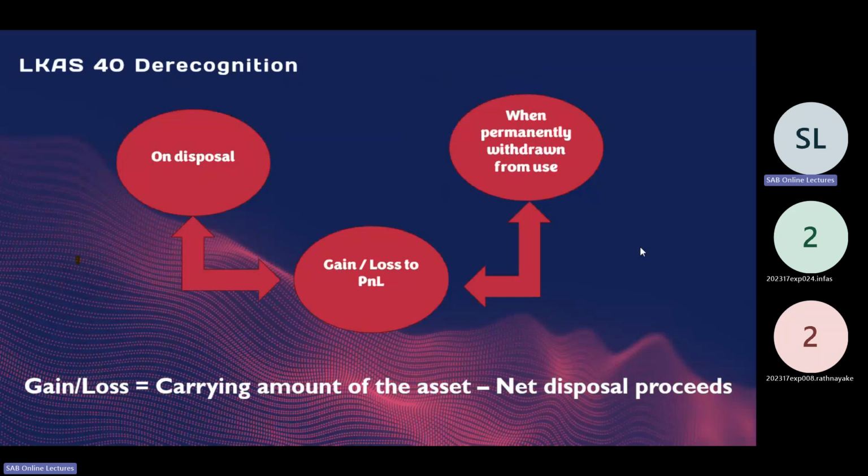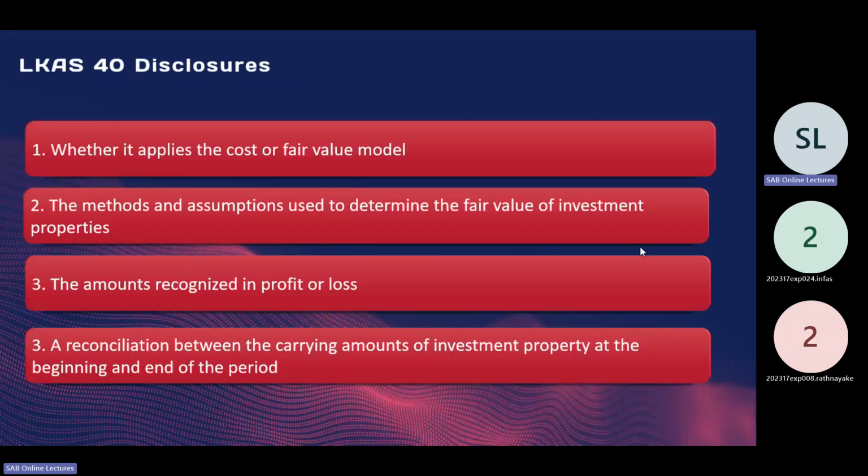When we are talking about derecognition, investment property can be derecognized on disposal or when permanently withdrawn from use. Then we should recognize the gain or loss in the P&L. The gain or loss is calculated as the net disposal proceeds minus the carrying amount of the asset.